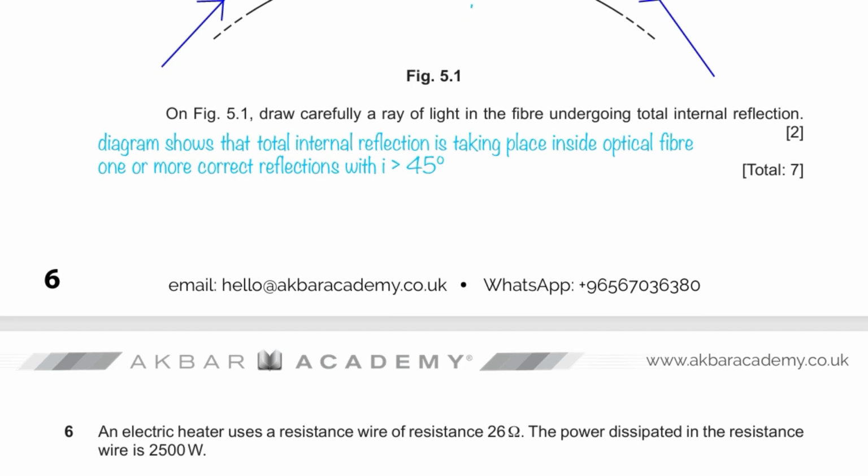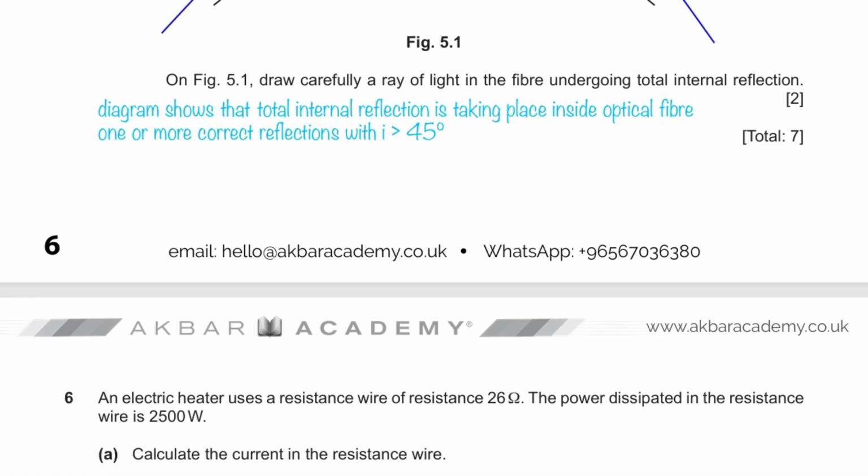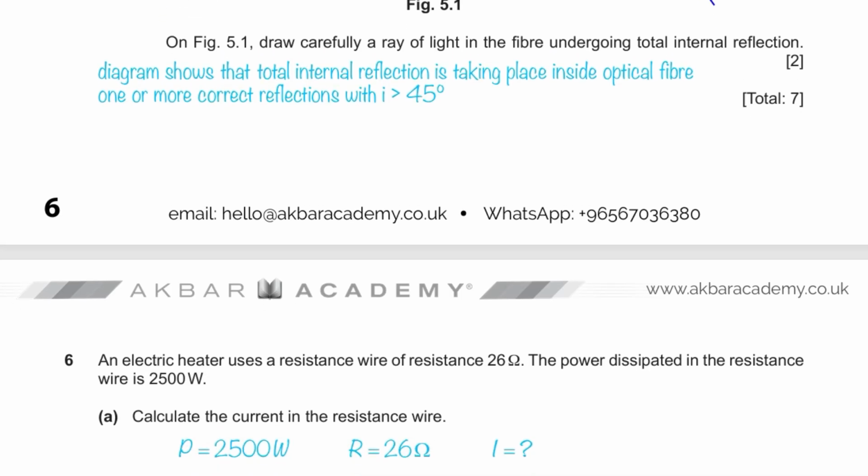Part A. Calculate the current in the resistance wire. We are told that an electric heater uses a resistance wire with a resistance of 26 ohms, and the power dissipated in the wire is 2,500 watts. We are asked to calculate the current, which we will represent with the letter I. Let's begin by looking at the formulas involved.